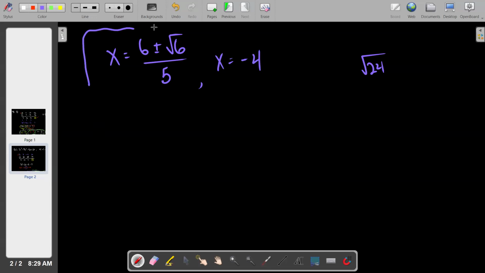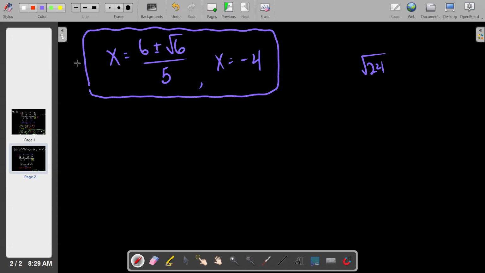And how many answers are in this box? 3. Thank you for not saying 2 that time. One of the answers is x equals -4. Someone read me another answer. Just one. No, that's not one answer. You're saying 2 answers when you say plus or minus. Someone read me one answer. 6 plus the square root of 6 divided by 5. Give me another answer. 6 minus the square root of 6.